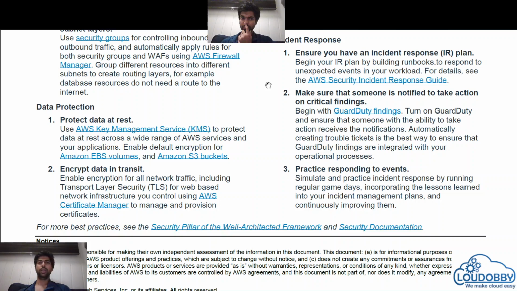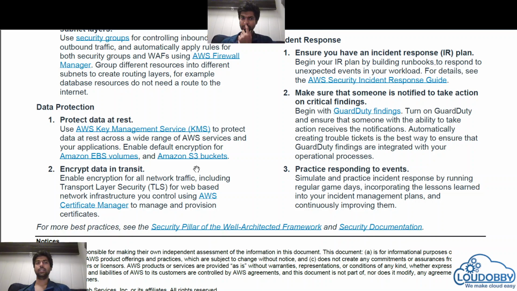And we need to enable default encryption in EBS volumes and S3 buckets. Whenever it's possible, you just enable your encryption policy so that the data in your EBS volume or S3 bucket is going to be encrypted. So whoever tries to take the data out of that EBS without your knowledge, it's going to be encrypted data. So that is protecting data at rest.